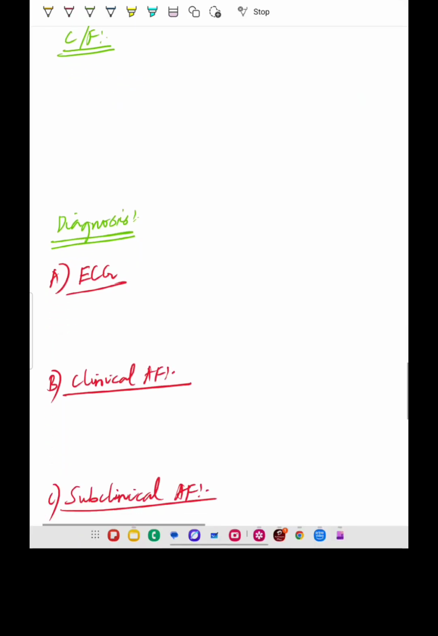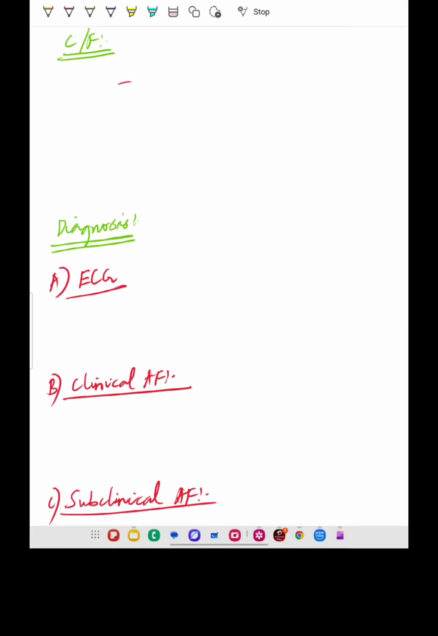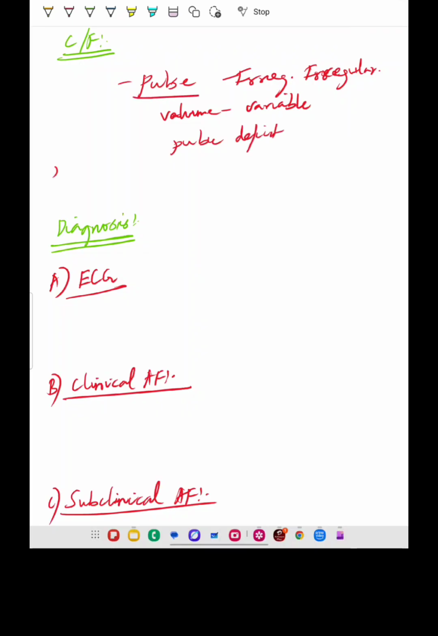So what are the clinical features? Clinical features, as you have just seen, they might have features of heart failure. If you check their pulse, it will be irregularly irregular. Pulse volume will be variable. And they'll have pulse deficit. What about their JVP? They'll have absent A waves due to ineffective atrial contraction.